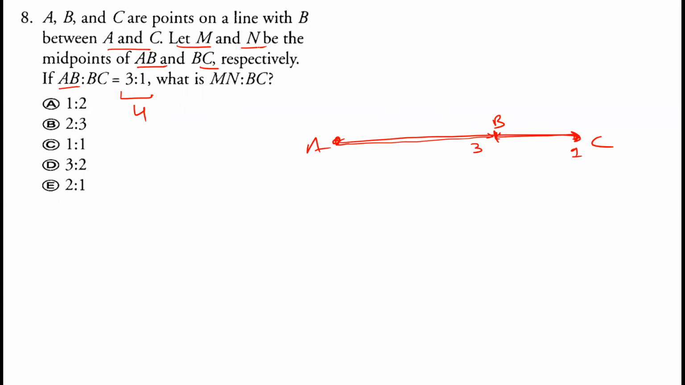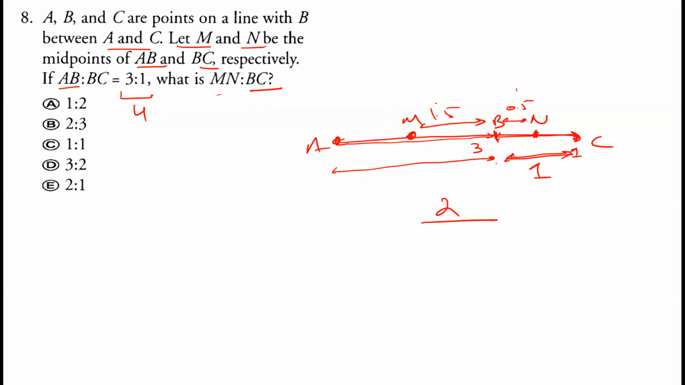Now M and N are the midpoints of AB and BC. So this is your M and this is your N. If this whole is 3, then this length would be 1.5. If this whole is 1, then this length would be 0.5. So MN is 1.5 plus 0.5, which is 2, over BC. Now BC is 1. So MN over BC is 2 is to 1.